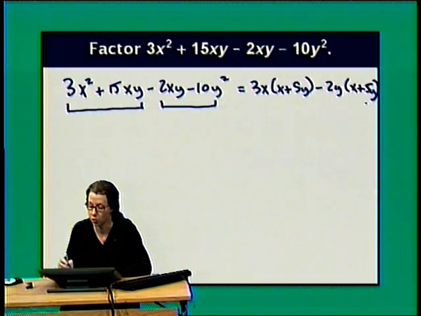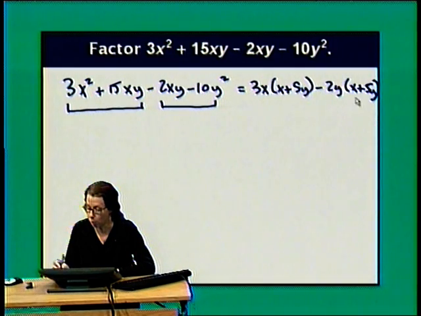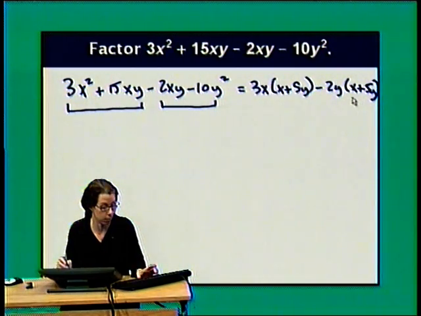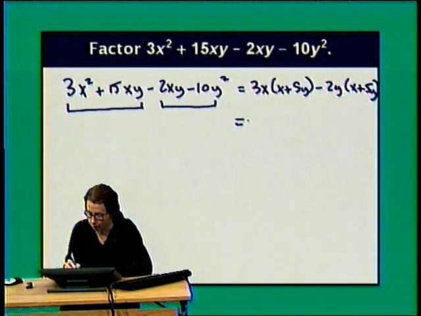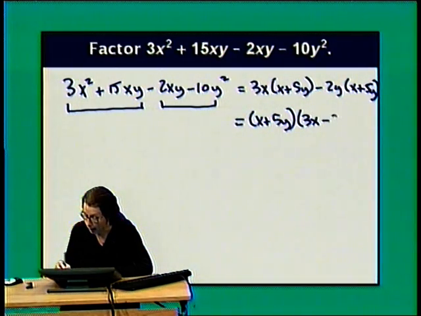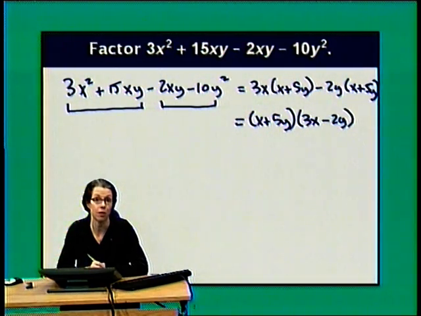Why did I change the sign? Because negative 2y times positive 5y is negative 10y squared. Now I have a common binomial factor of x plus 5y in both terms. Factoring that out, I need to multiply x plus 5y by 3x to get the first term in the previous expression, and negative 2y to get the second term in the previous expression. So I've just factored a fairly complicated looking expression into the product of binomials.